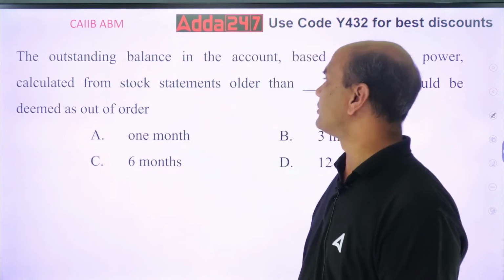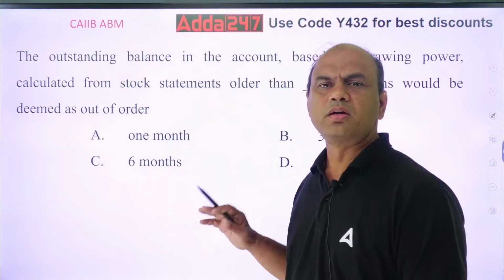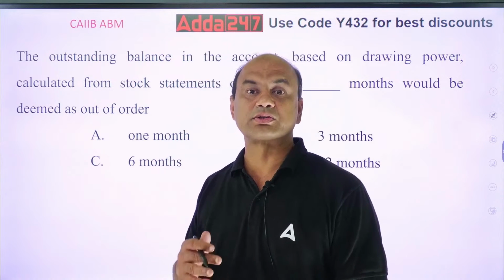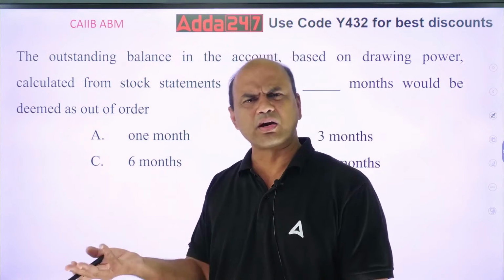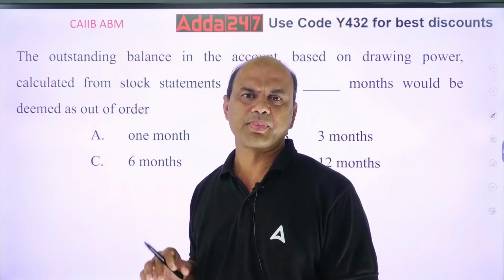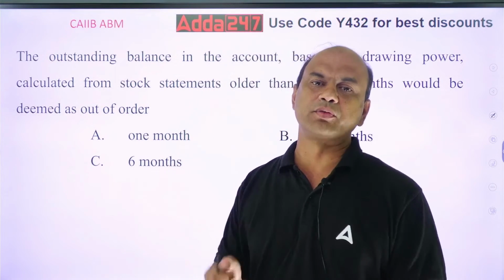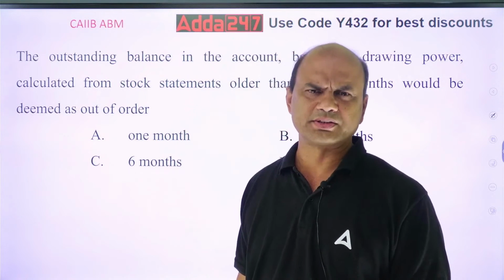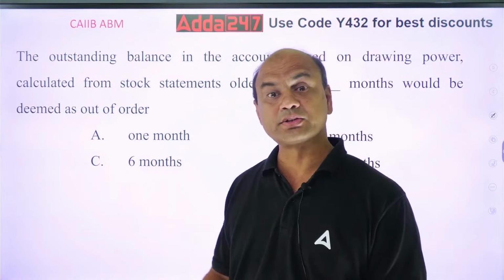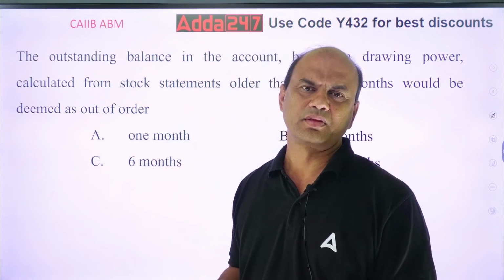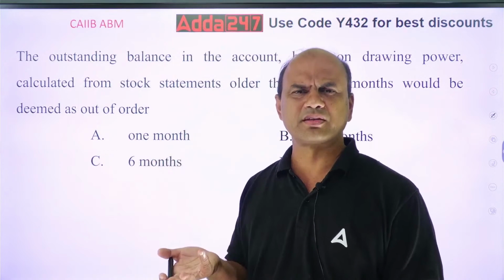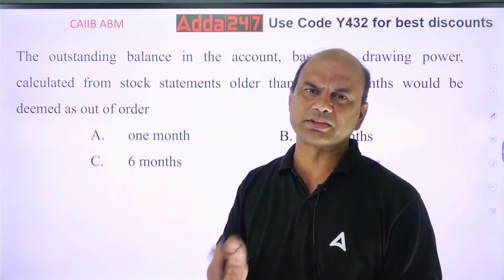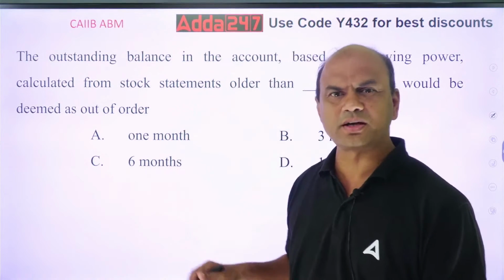So outstanding balance, what does it mean? What is the period above which the stock statement or the stock details submitted by the customer are outdated? Simple meaning. Suppose I give you a stock statement tomorrow and that stock is 2 years old. Is that stock of any use to you then? If some stock is 2 years old, it means that stock is dead stock, right? So it's of no use to you, isn't it?